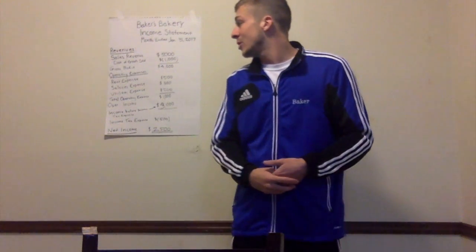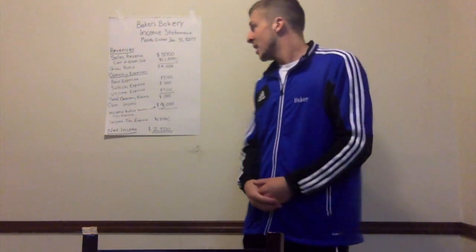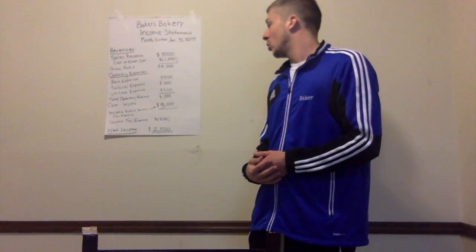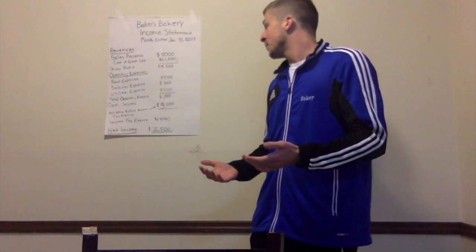So on my visual aid, I included three pretty standard expenses, the three being rent expense, salaries expense, and utilities expense. Total up, those equal to $1,000, which is our total operating expenses. And then you subtract that from your gross profit, and it gives you an operating income of $3,000.